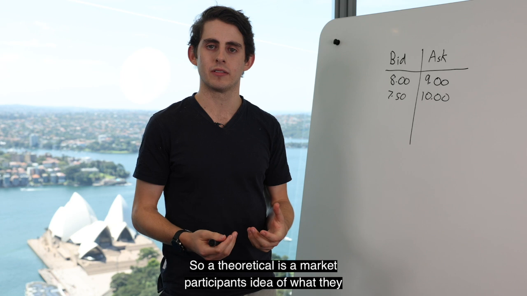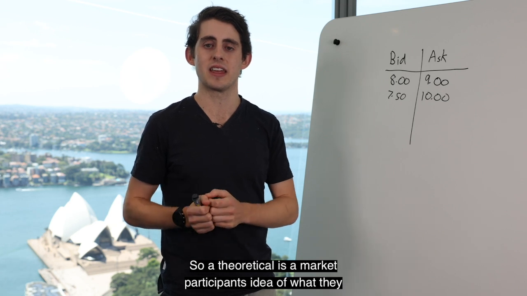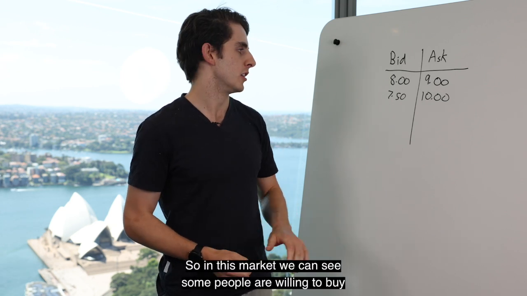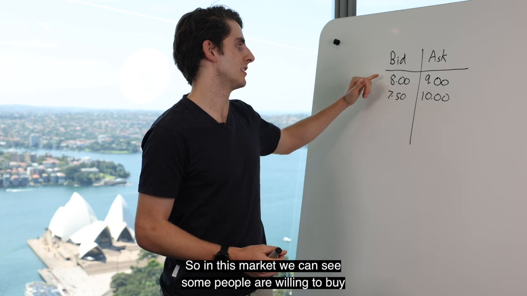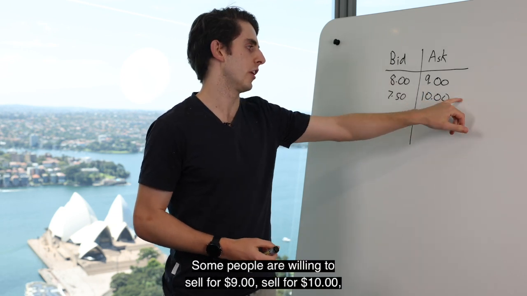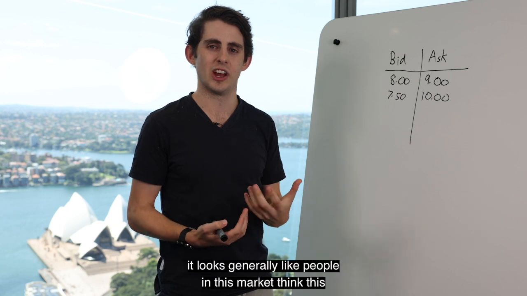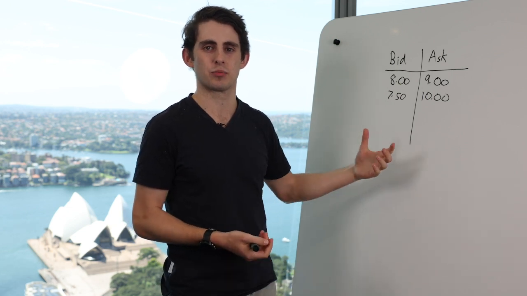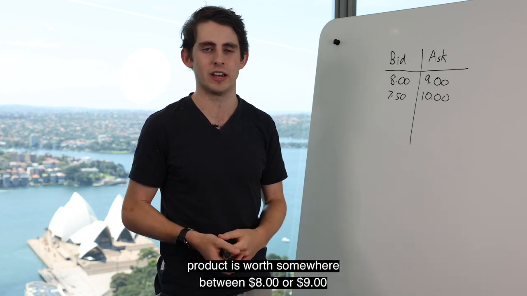So a theoretical is a market participant's idea of what they think a product is worth. In this market, we can see some people are willing to buy for $8, $7.50. Some people are willing to sell for $9, sell for $10. It looks generally like people in this market think this product is worth somewhere between $8 or $9.